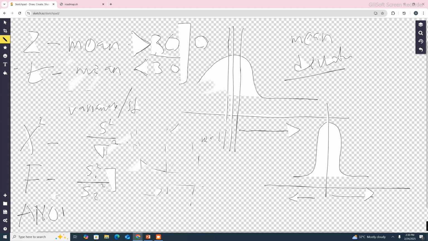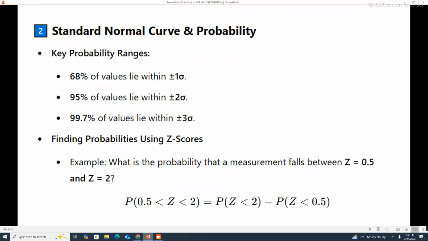Now, when it looks like you are comparing more than two, or even three, four, this is ANOVA, analysis of variance, the more complex stuff. So we'll go back to this.